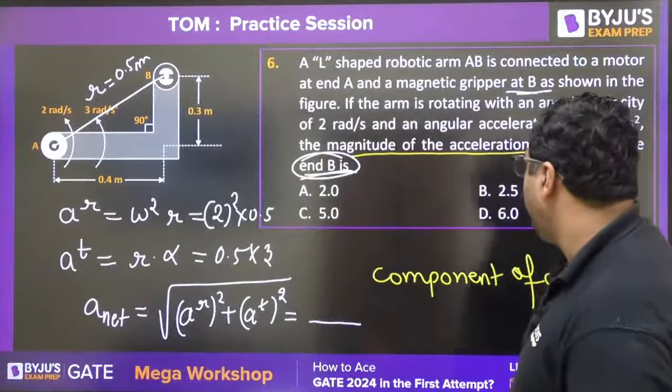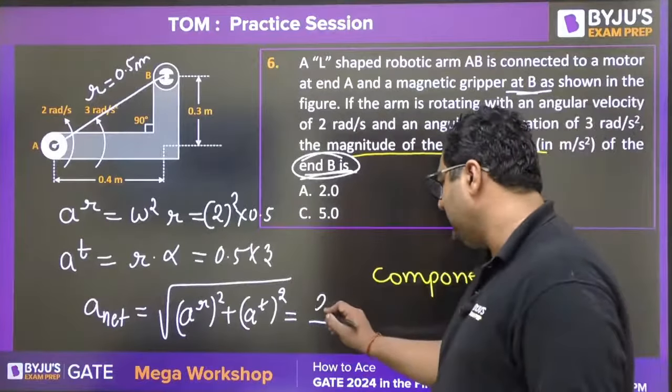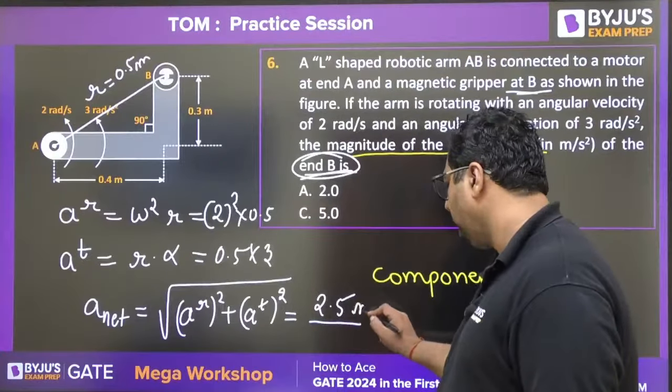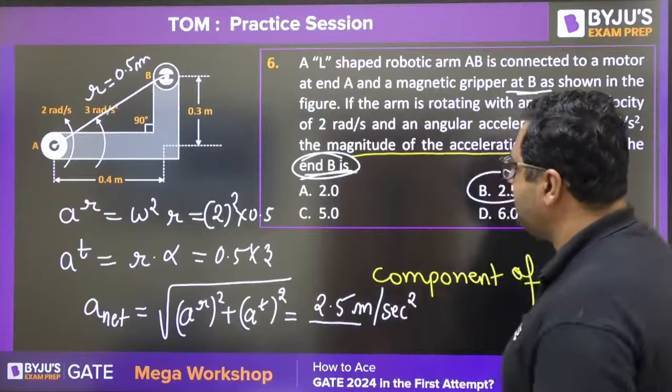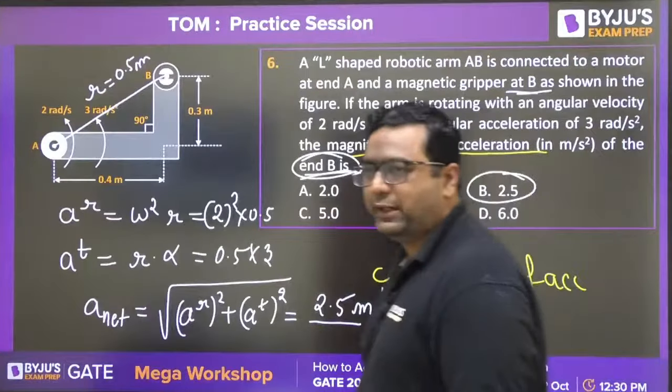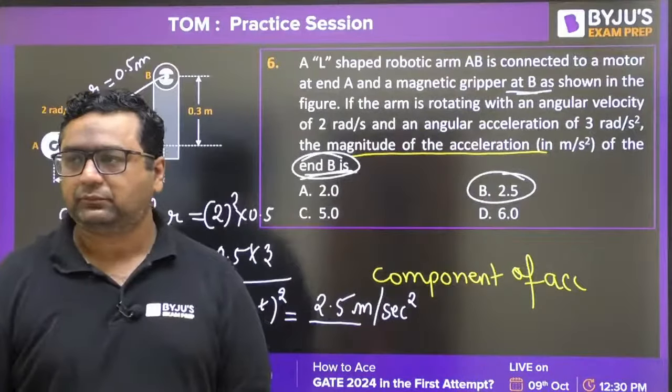So the answer will be 2.5 meter per second square. 2.5 meter per second square.